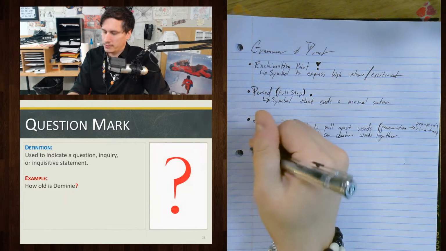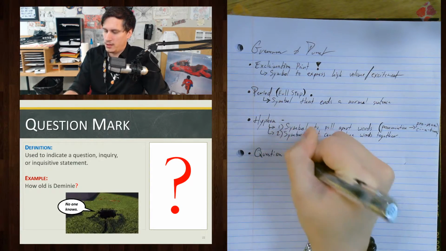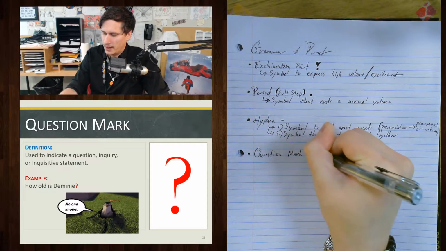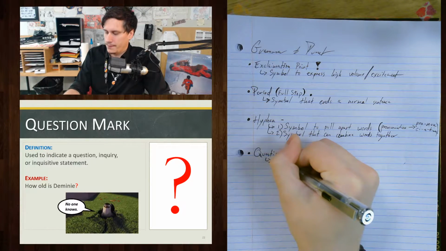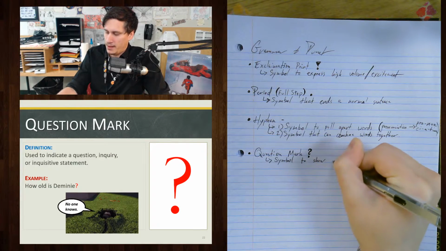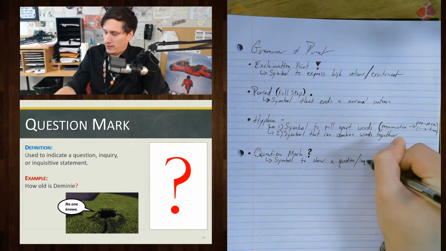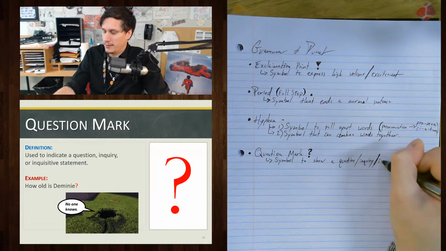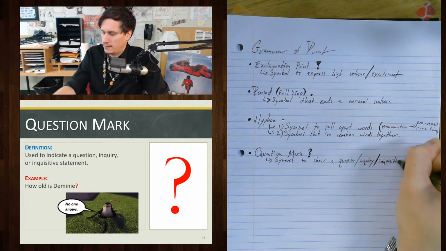A question mark. That's a really easy one. A question mark is a mark that you use, and it looks like this. A question mark is what you use to have an inquiry. So, a symbol to show a question or inquiry. If you don't know what inquiry is, it's like you are questioning something. Or you could also say an inquisitive statement. Ooh, look at you using fancy words now. Okay, inquisitive statement.